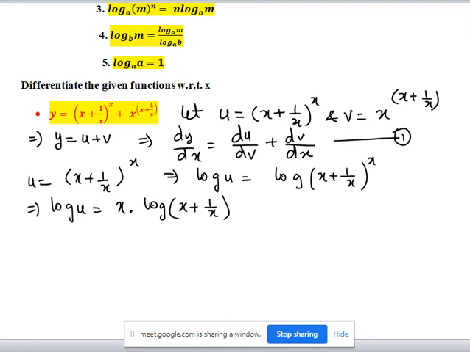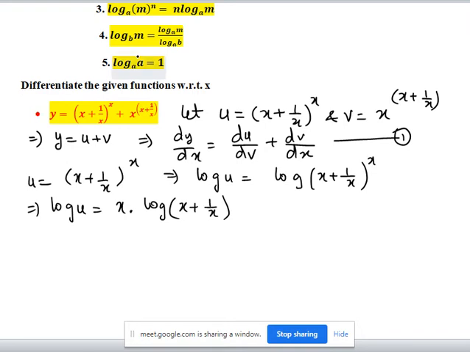Now we start with the differentiation part. So this we will solve separately. We will find its derivative, even this one. And then we are going to put their values here in equation 1. That will give us derivative of y with respect to x. Okay, so starting with u. U is x plus 1 over x to the power x. If I take log on both the sides, left hand side becomes log u and the right hand side will be log of this term to the power x.